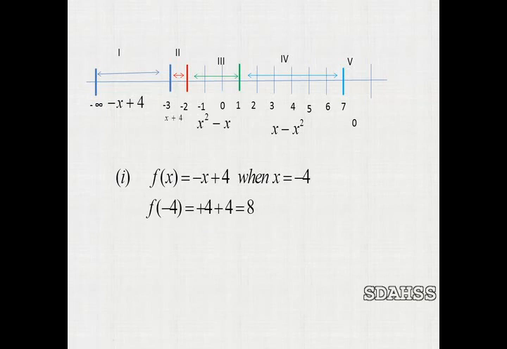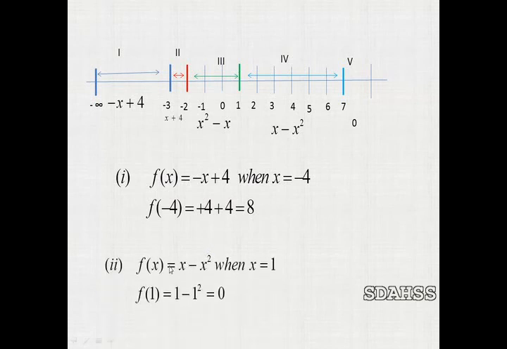First we want to find f of minus 4. Minus 4 is located in the first interval. Its function is minus x plus 4. Now substitute x is equal to minus 4 in the function. So you have 4 plus 4, equal to 8.